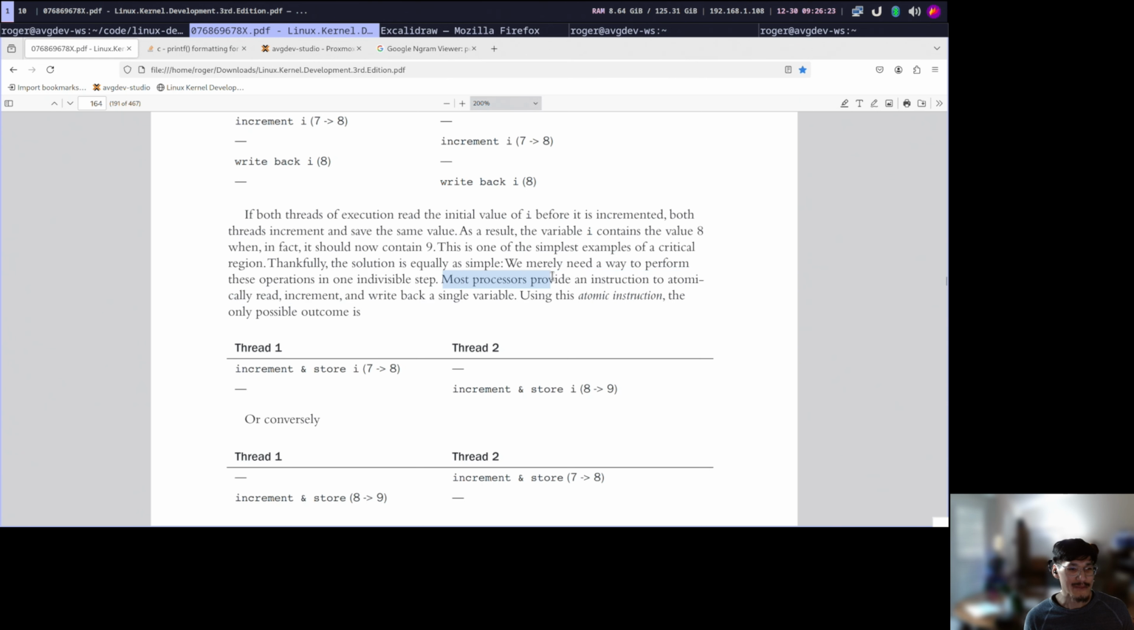Most processors provide an instruction to atomically read, increment, and write back a single variable. Using this atomic instruction, the only possible outcome is increment and store, increment and store. So 7 to 8, 8 to 9.